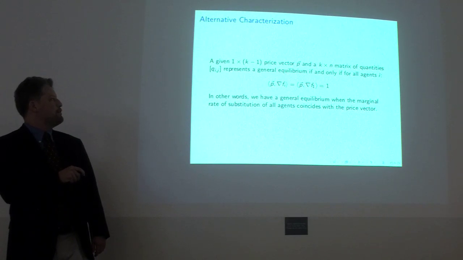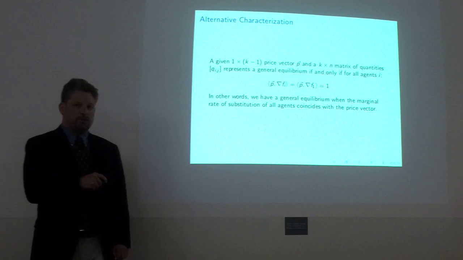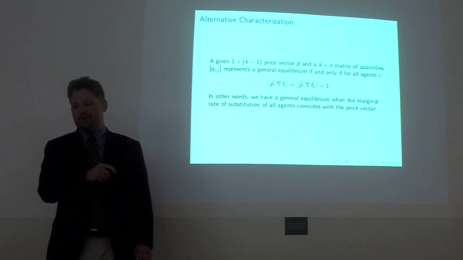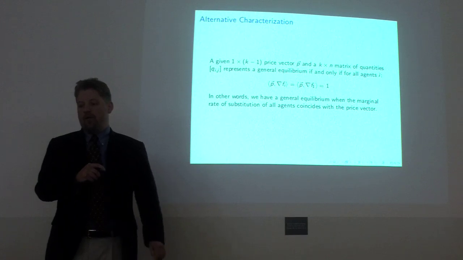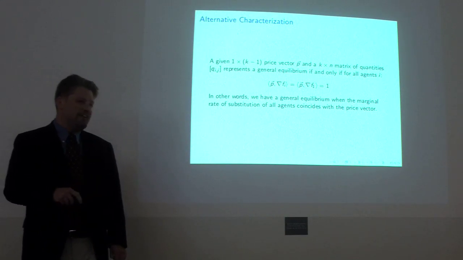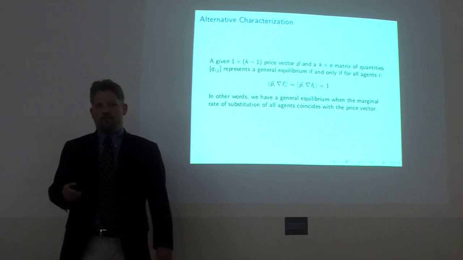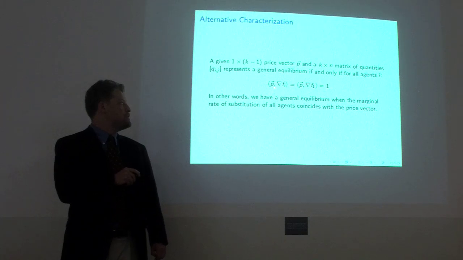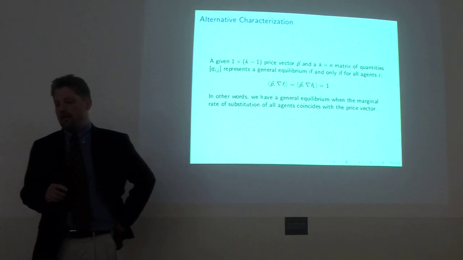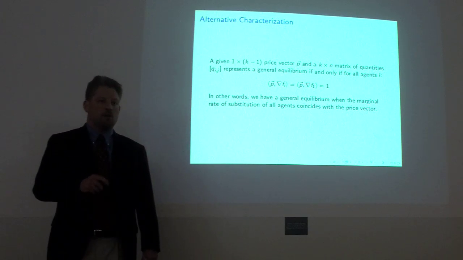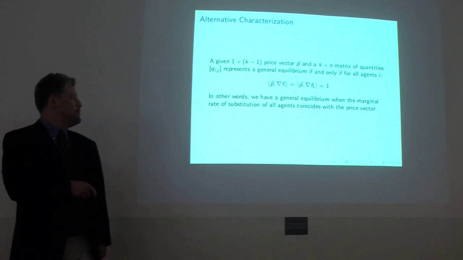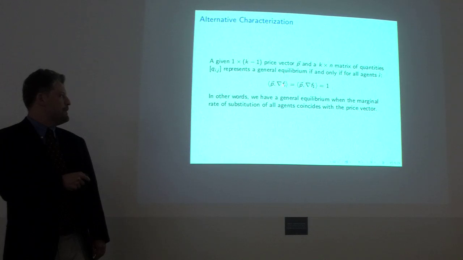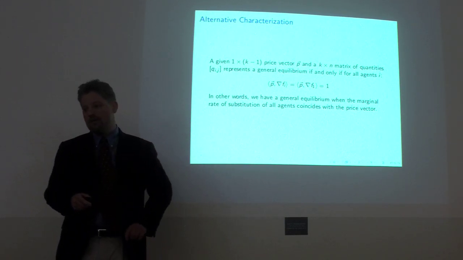Now, this is an alternative characterization of general equilibrium, and this mathematical characterization is going to become important. If we have a general equilibrium, the marginal rate of substitution of all agents at the final allocation of resources is the same and coincident with the prices. Hence, this gradient, which is the marginal rate of substitution of one agent, and the equilibrium price vector, the inner products are equal to each other and equal to 1.